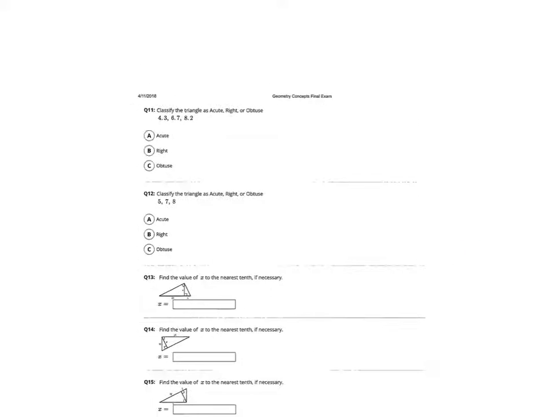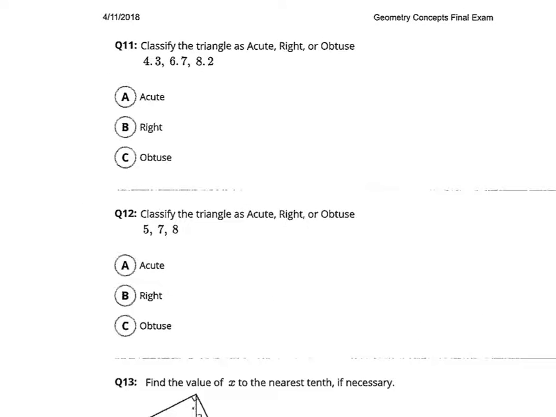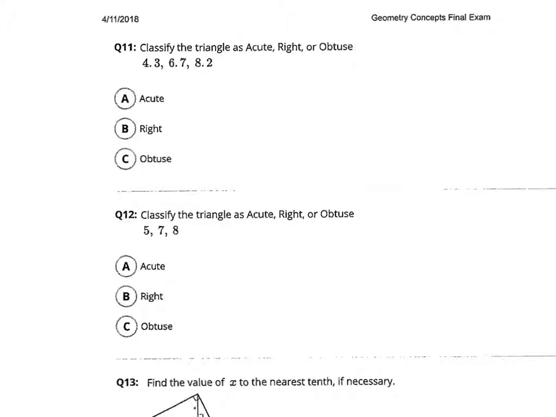Okay, moving on. 11 and 12 are the same thing. Remember, your C is always the longest side. I'm not going to label them for you here. I'd like to think you can figure out which is the longest side out of these three and plug them into the Pythagorean theorem.